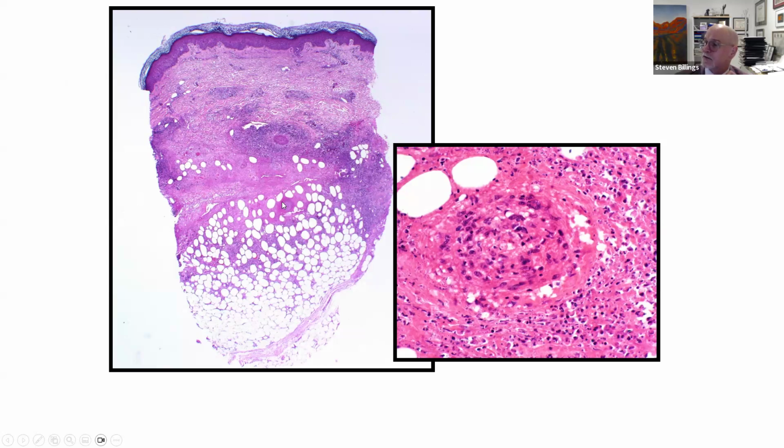You can see here's some vasculitis affecting this vessel. You can see the inflammation in the fat lobule, and notice the septum here is relatively spared. And just a higher power picture showing the vasculitis involving this arterial or large vein.